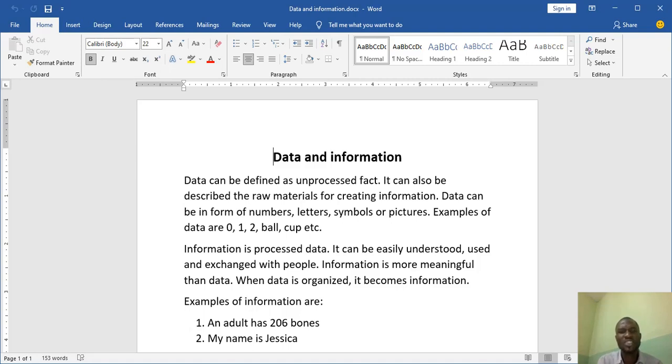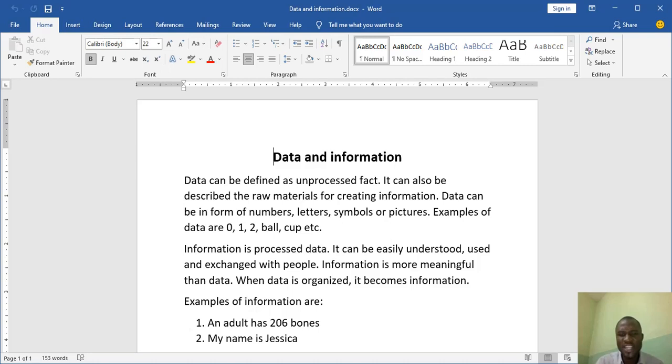It can also be described as raw materials for creating information. What this means is that from data we can get information. Data can be in the form of numbers, letters, symbols, or pictures. Examples of data are 0, 1, 2, ball, cup, table, like I said. Now let's look at information.